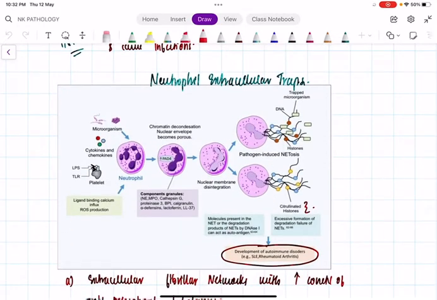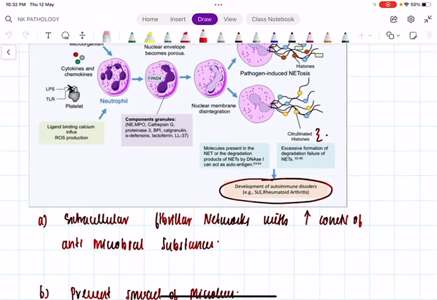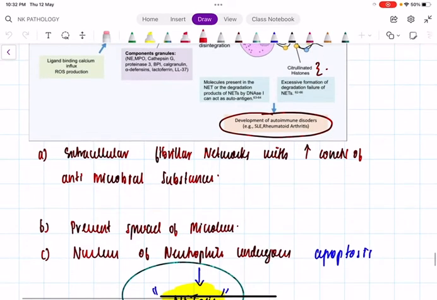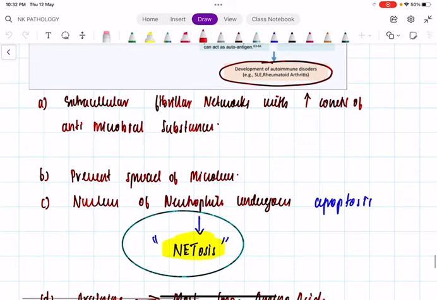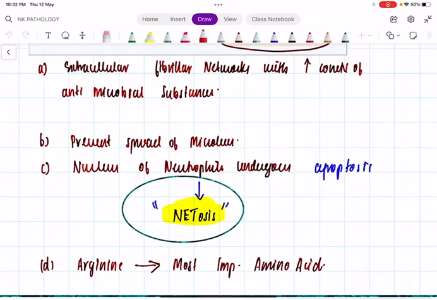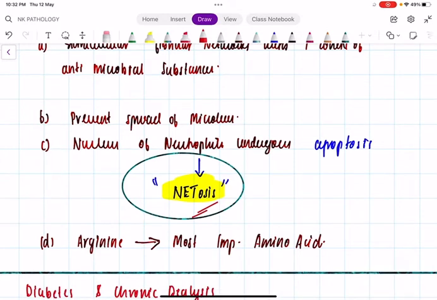Then we have NET, also called netosis. What is a neutrophil extracellular trap? It is an extracellular fibrillar network which has an increased concentration of antimicrobial substances, so this will prevent the spread of microbes. The nucleus of the neutrophil undergoes apoptosis, and that process is what we call netosis, neutrophil extracellular traposis. Remember the most important amino acid here is arginine.